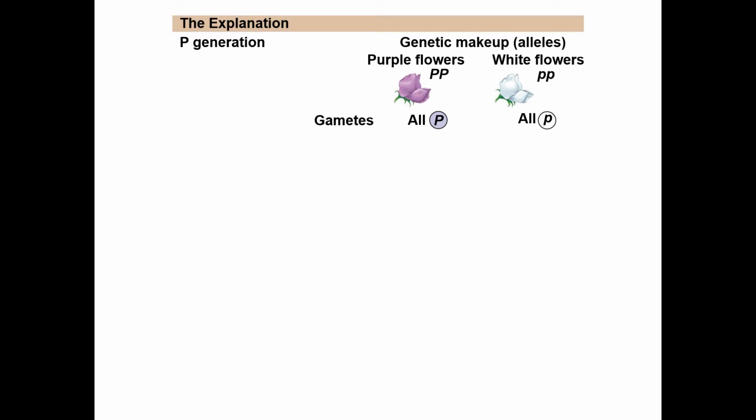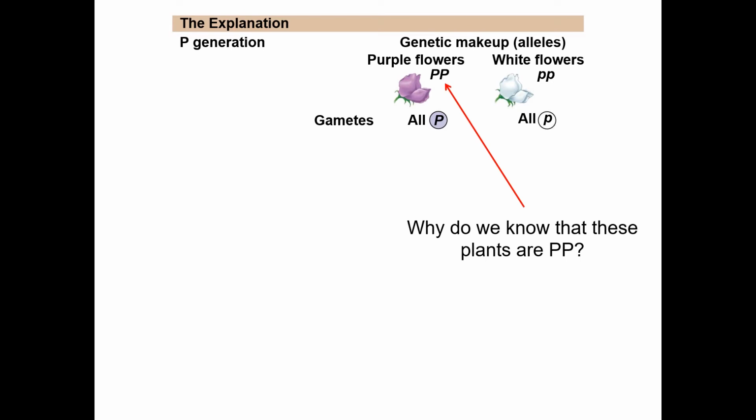Now, I told you in this experiment that we started with true breeding plants. So why do we know that this purple parent has to be big P, big P? We know it has to be big P because it's true breeding. I told you, essentially, true breeding is going to mean homozygous. And we know that the white plant has to be little p, little p because that's the only way to be white. And I also told you it was true breeding.